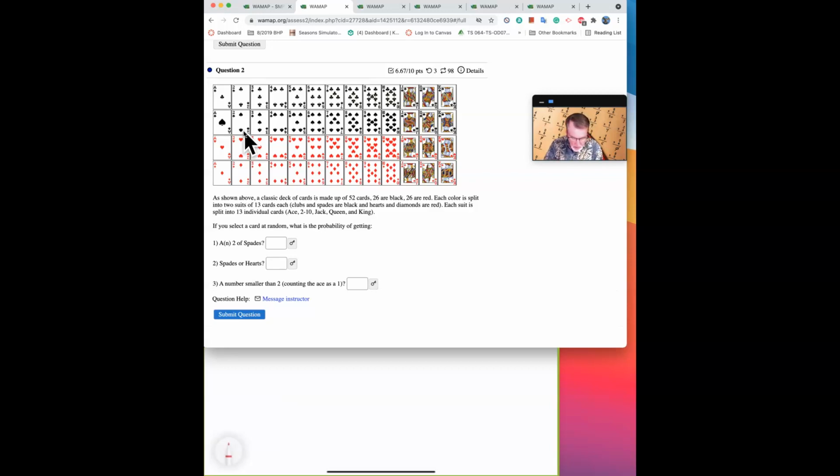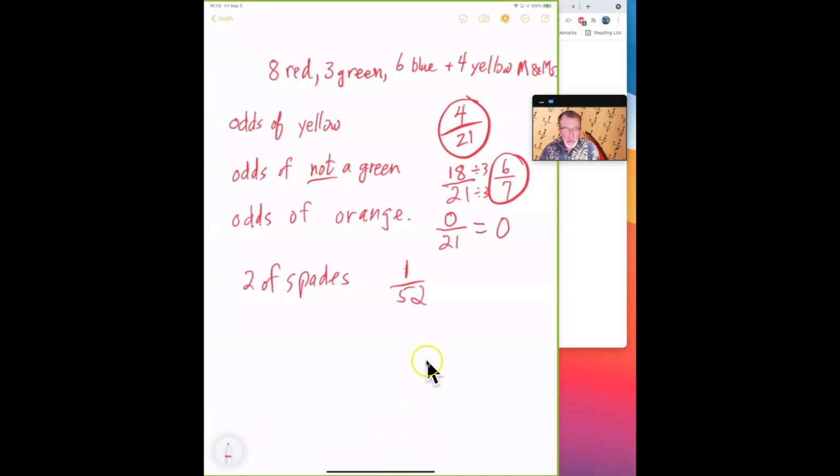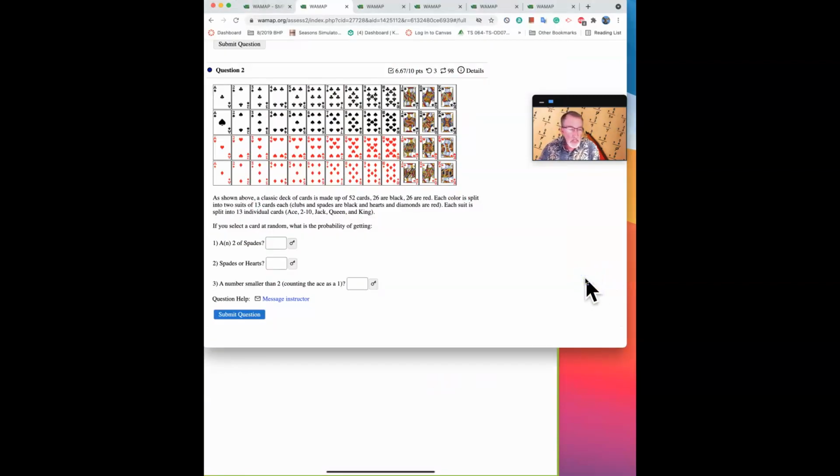You have a single card out of 52. You have a 1 in 52 chance of drawing that card. And change the color to black. So 2 of spades was 1 out of 52. Let me jot down the others.